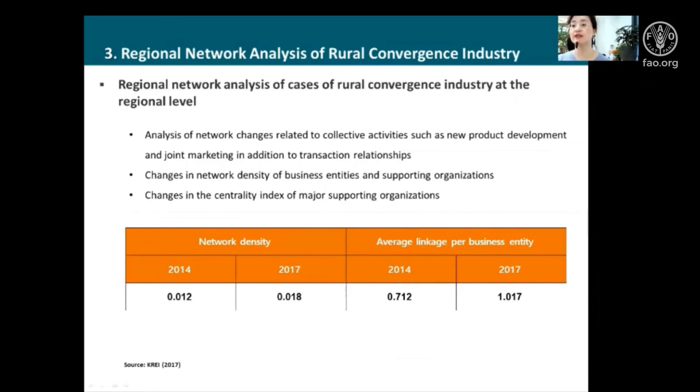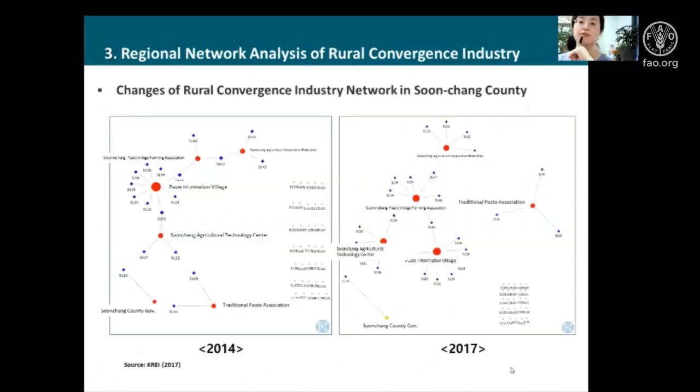As a result of the survey, it was found that the network density in Suncheon County was higher in 2017 compared to 2014. Within just 3 years, the average linkage per business unit also increased. If I pictorially show the result, this is it. Compared to 3 years ago, it can be seen that various stakeholders are cooperating in a complex way. It was found that the roles and cooperative relationships of key stakeholders have become more complex and diversified.